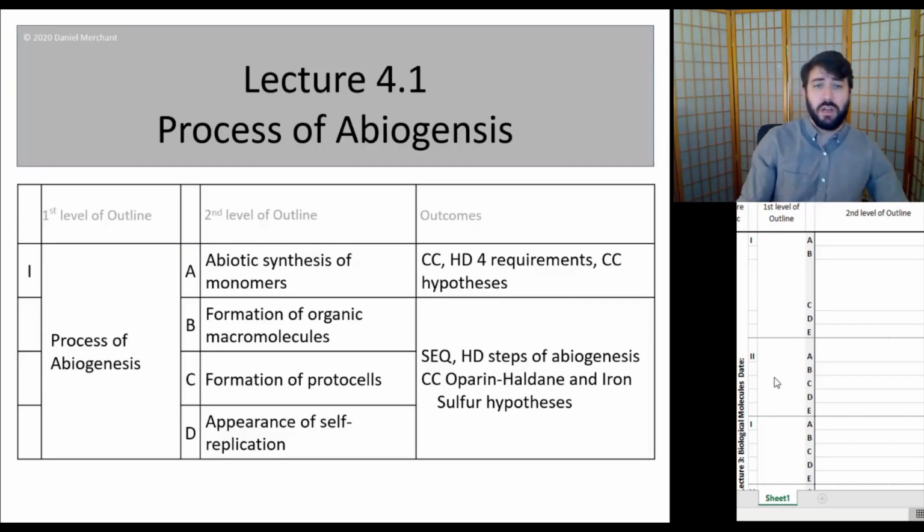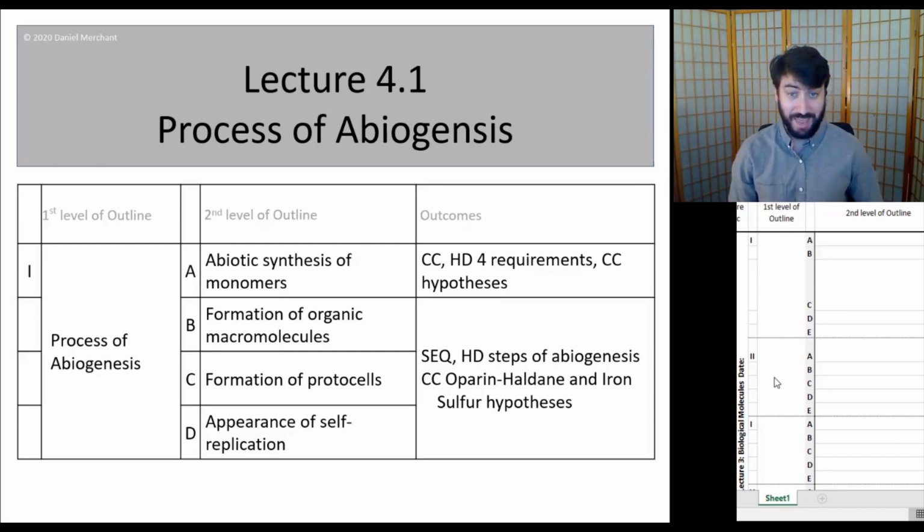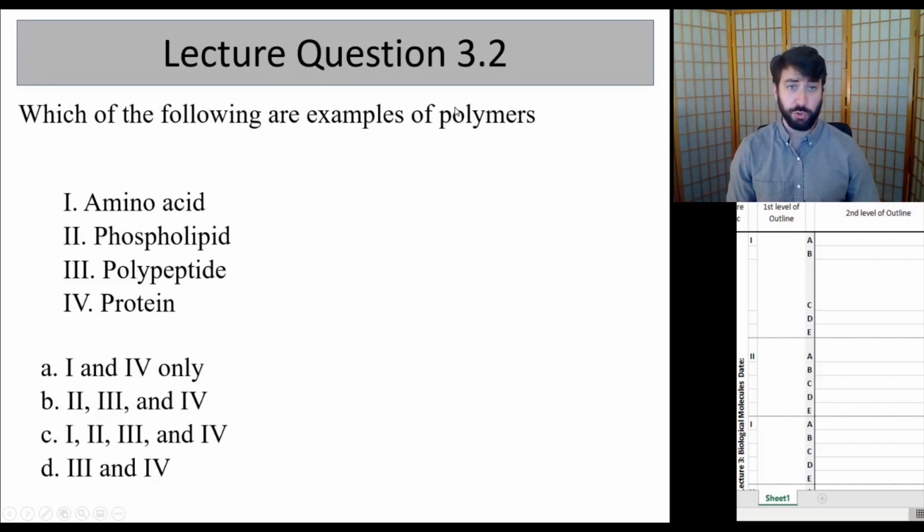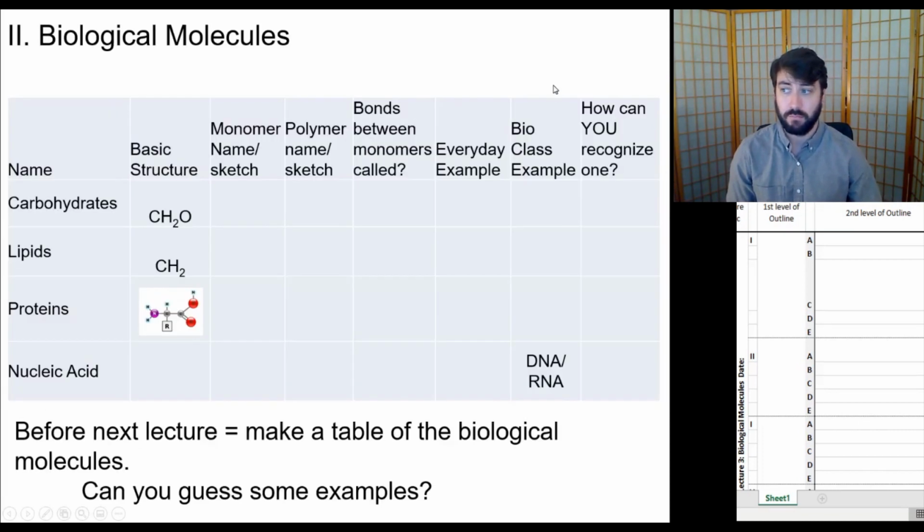Okay, before we move on to lecture 4.1, where we'll talk about the process of abiogenesis, which is pretty interesting, we're going to do lecture question 3.2. Which of the following are examples of polymers? Amino acids, phospholipids, polypeptides, or proteins? So you need to identify which of those are polymers. How can you do that?